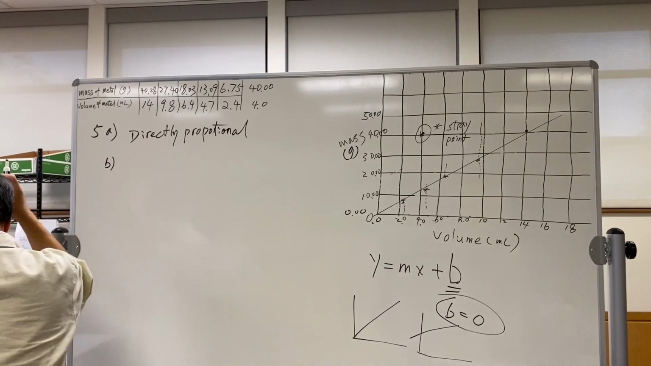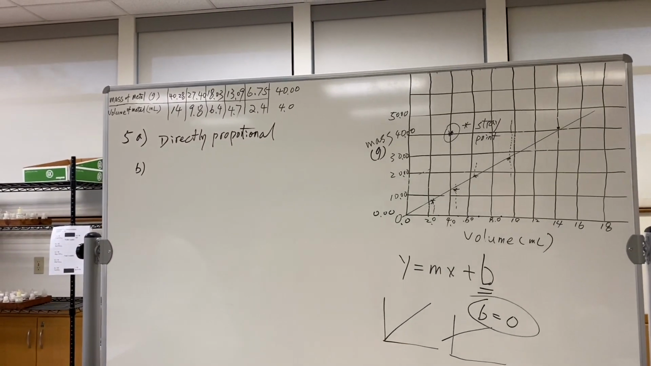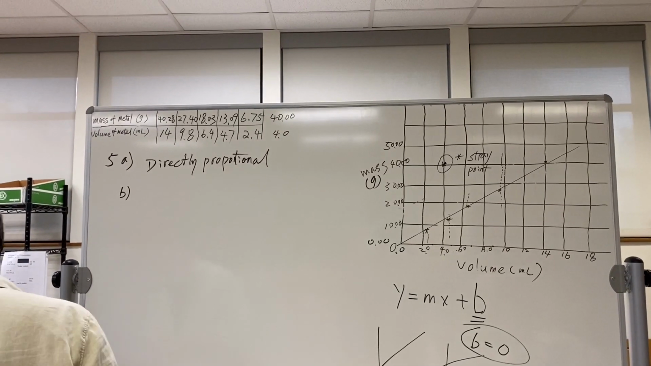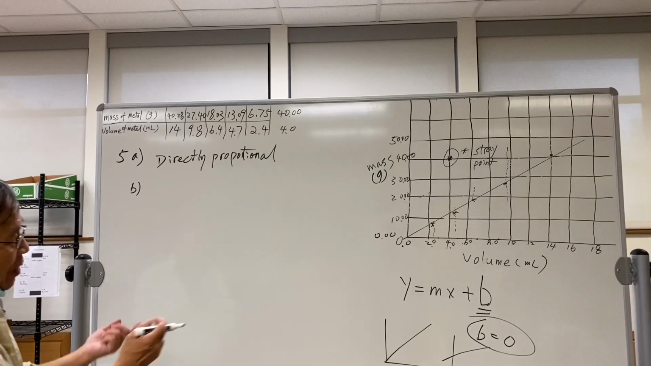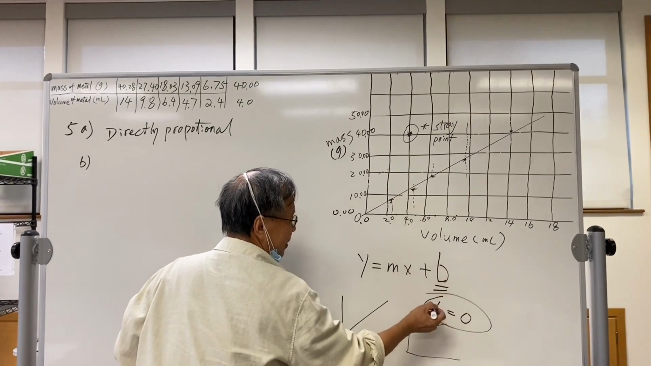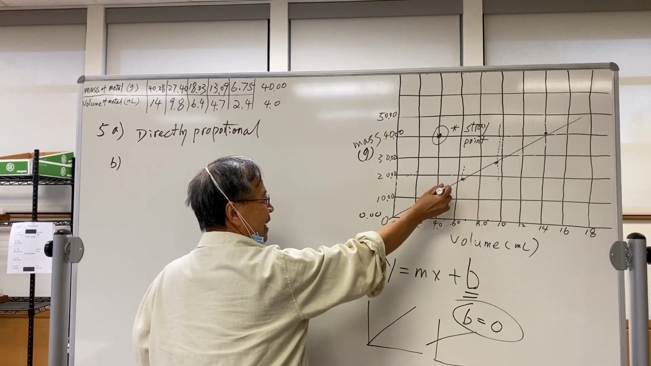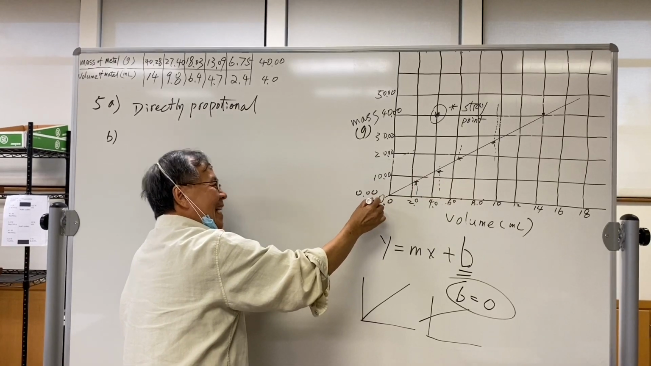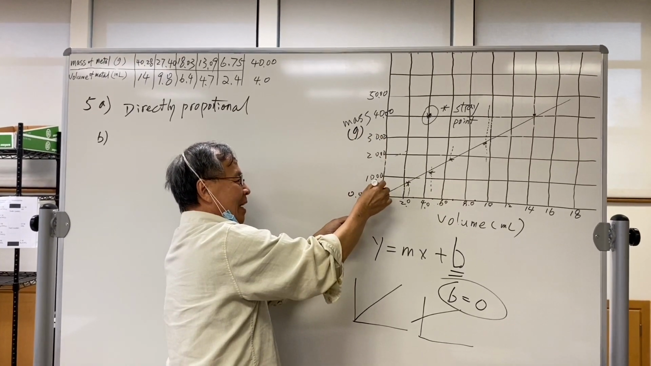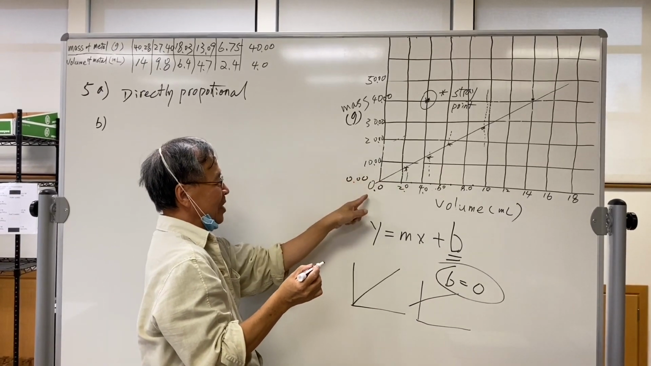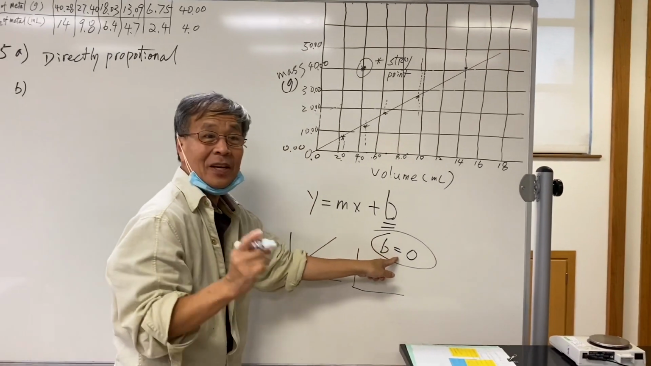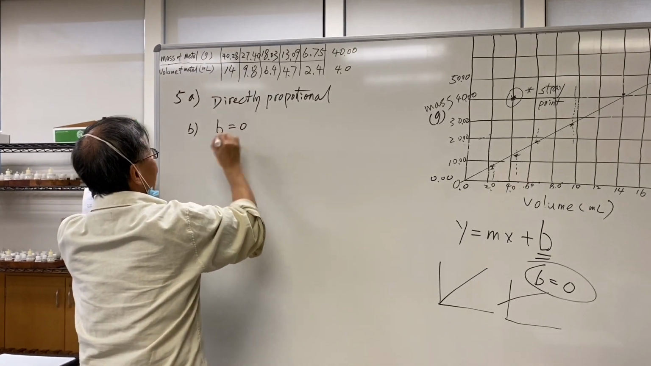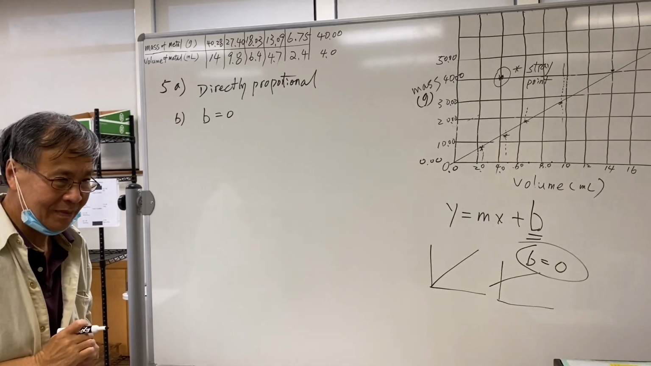And b, you are asked, determine the value of the y-intercept. All right, y-intercept. In other words, it means where your line intercepts at y. Where did this line intercept at y? At b equals 0. So simply say b equals 0. Yes or no?